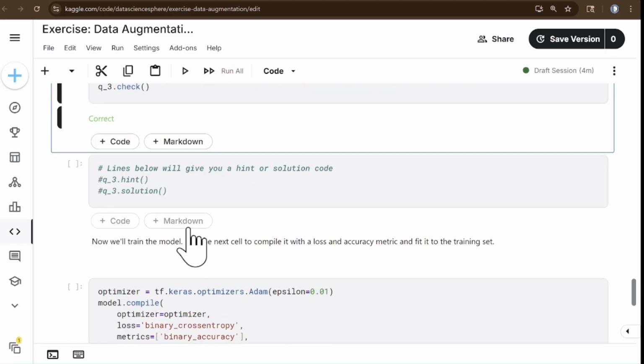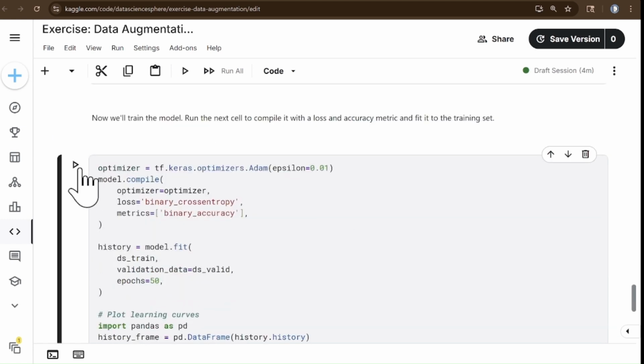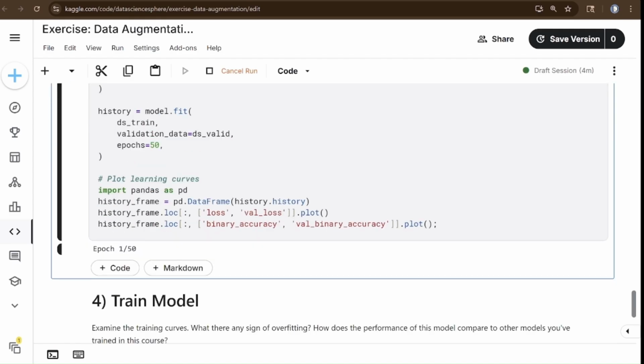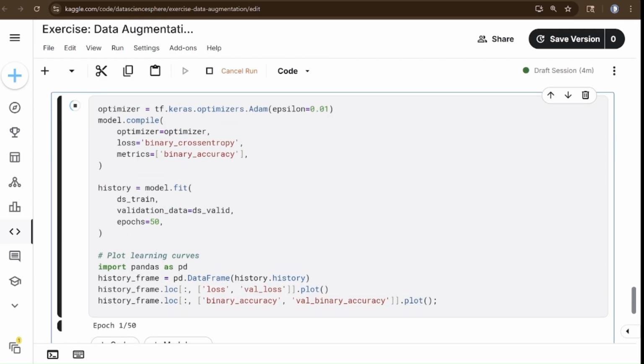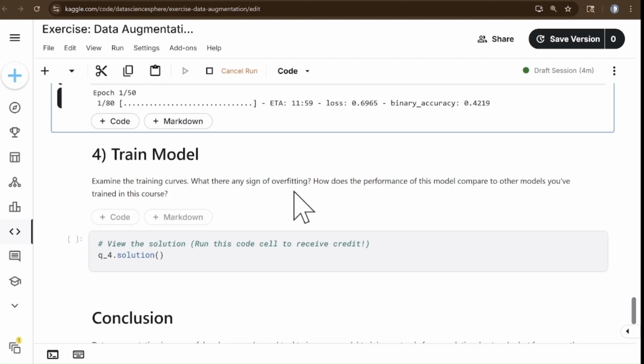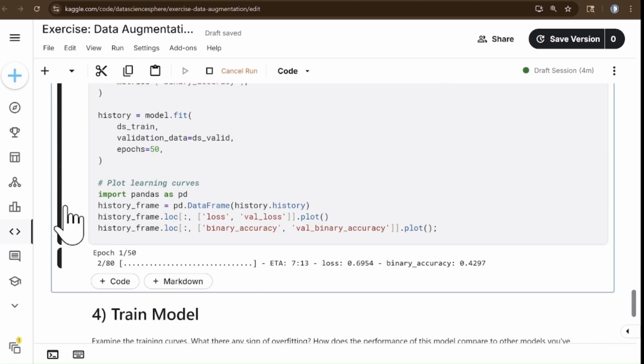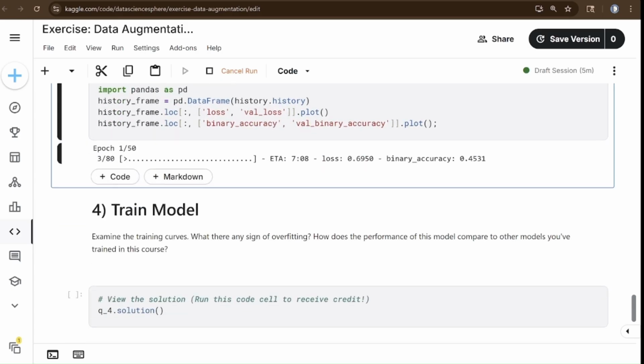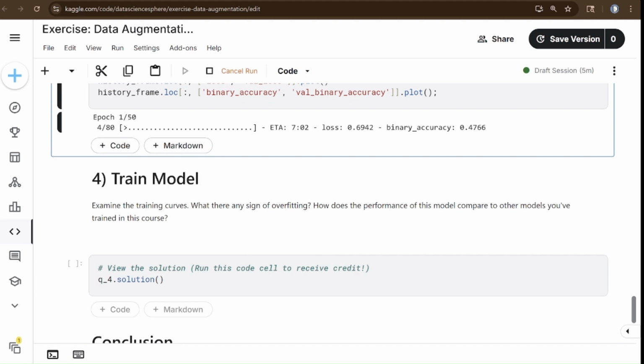Fine. Now you can see the hint and the solution. Now you will train the model, run the next cell to compile with loss, accuracy, and fit the training dataset. So it will take time because there are 50 epochs. Once it is done, examine the training curves. Are there any signs of overfitting? How does the performance of this model compare to other models you have trained in this course? So once this is done, this will take quite a long time because there are 50 epochs. Once this is done, then you can check the validation accuracy, binary accuracy, validation loss, binary loss.